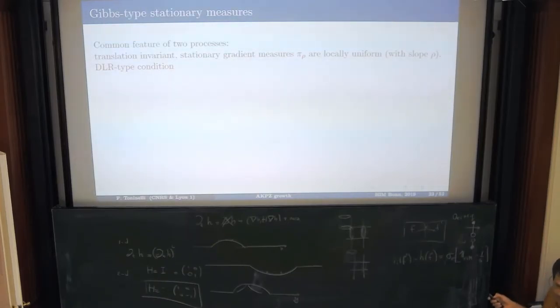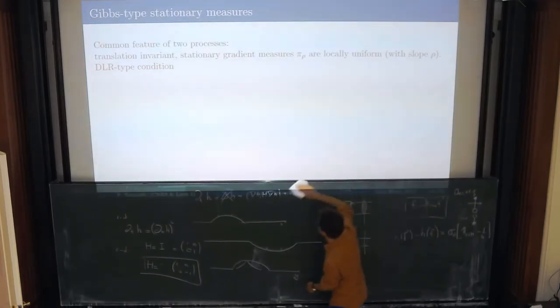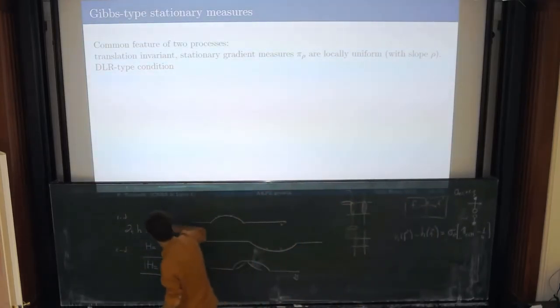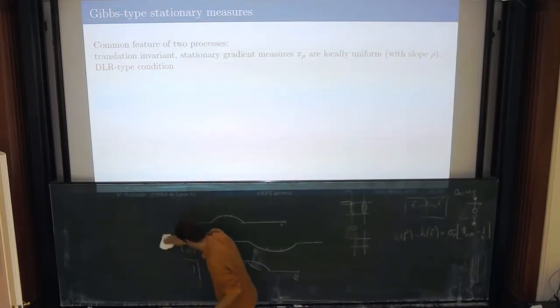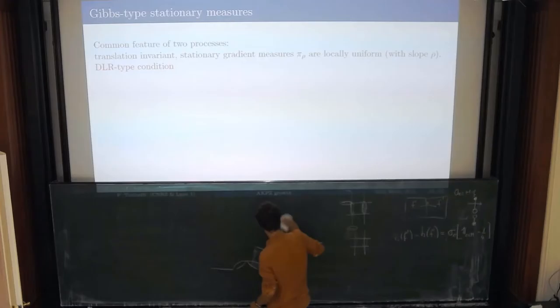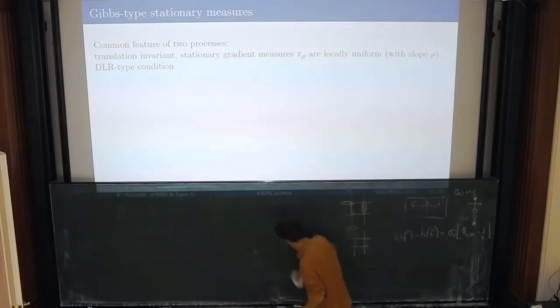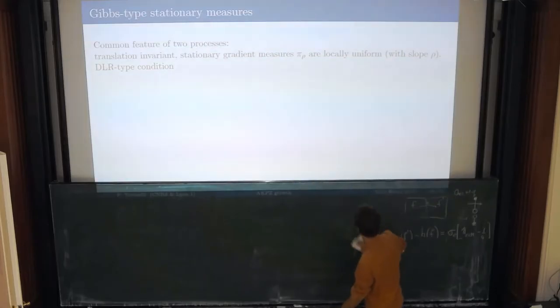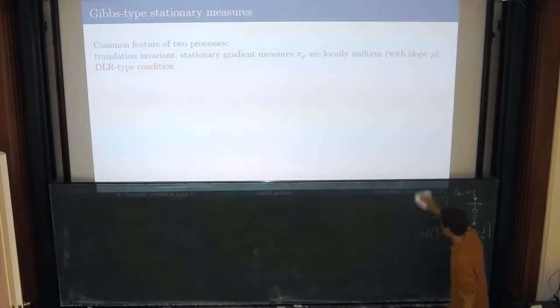stationary states for the gradients that we call P0 as before. There are translation invariant stationary states. So it's not just a question of existence, but they are really explicit and Gibbs, or satisfy a certain DLR type condition. Let me explain what this means. In the next lecture, I will convince you that at least in one case these measures are really stationary.